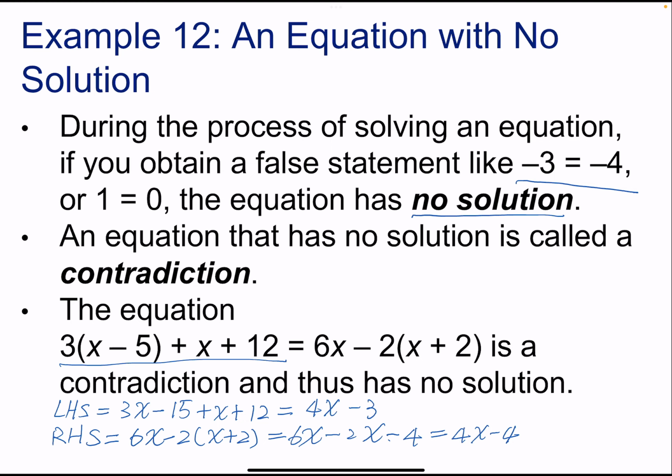There's no way for the left-hand side to equal the right-hand side, right? Because if 4x minus 3 equals 4x minus 4, then you can subtract 4x from both sides. You end up with minus 3 equals minus 4, which is a contradiction because it can never be true, right? It's a contradiction, which means the original equation has no solution. Okay?